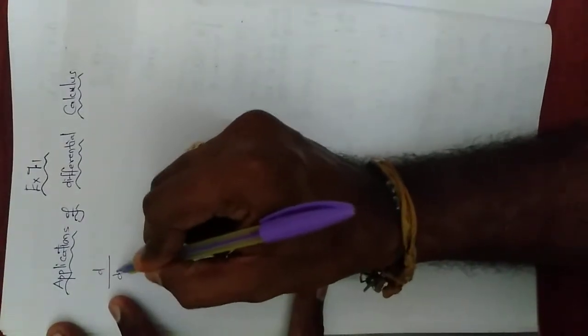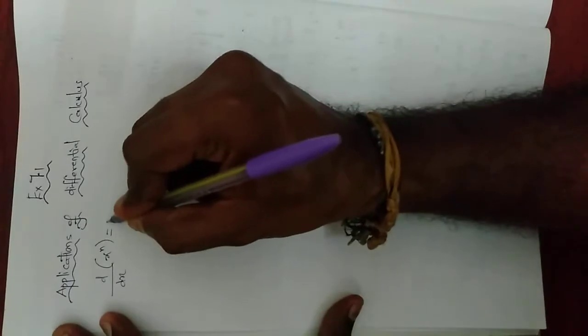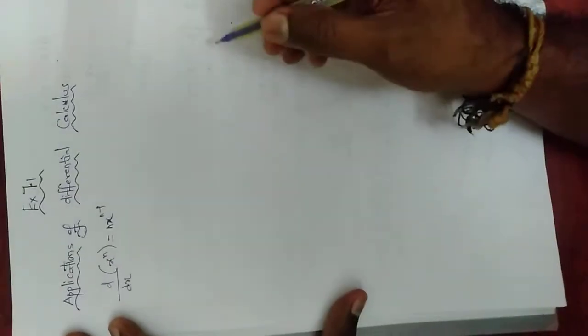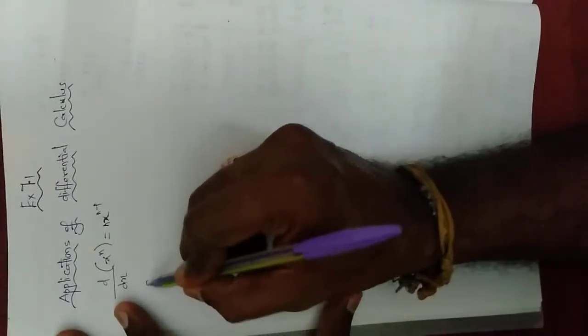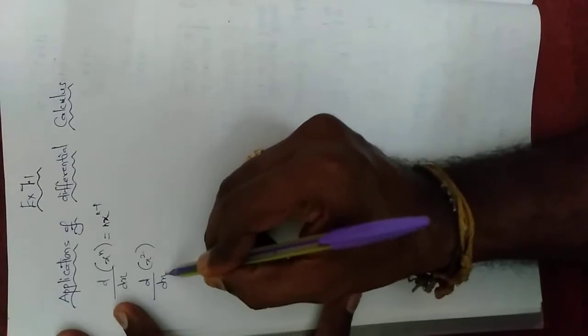d by dx of x power n is nothing but n x power n minus 1. This is an important formula. For example, I am going to differentiate x square with respect to x.